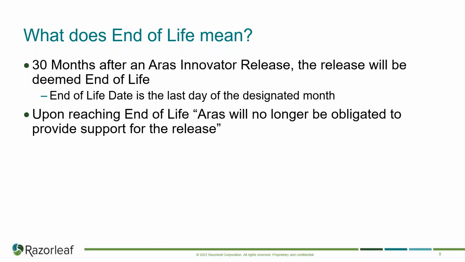And that end of life date is going to be the last day of the designated month. So for 12 SP18 January, the last day of January will be the last day of support for 12 SP18. Upon reaching that end of life state, Aras will no longer be obligated to provide support for the release. Their stance on it so far has been pretty flexible, but as we get further and further out, they have the option, of course, to refuse to support a version that is well past end of life.